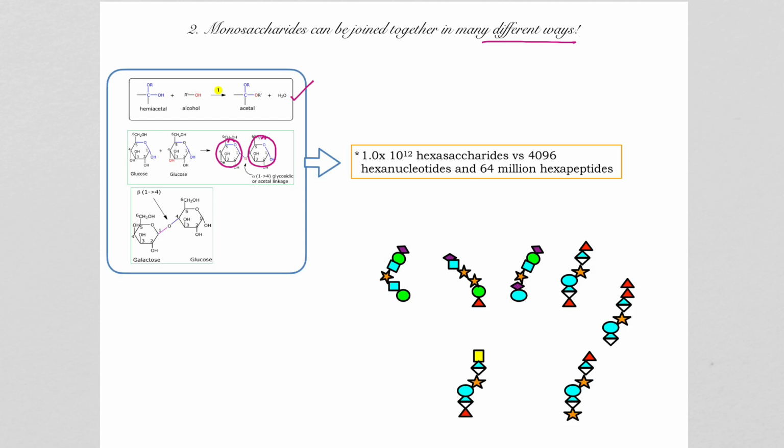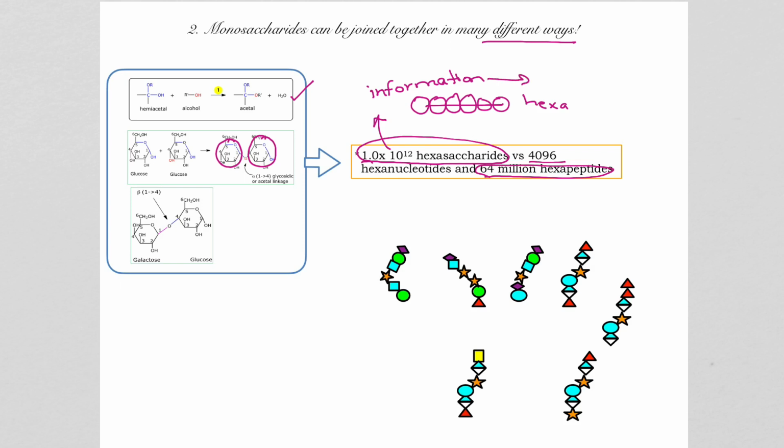So if we were to compare six monosaccharides joined together, what we call a hexasaccharide, you can make theoretically billions of hexasaccharides. If you did that with nucleotides to form a nucleic acid, about 4,000. If you did that with proteins, only 64 million. Okay, so clearly this is billions. These oligosaccharides are very rich in information.